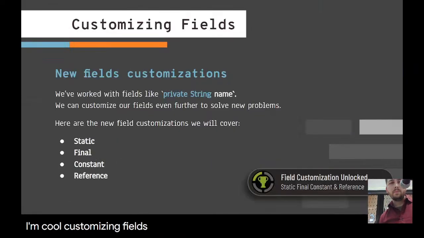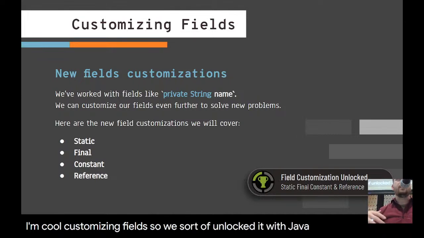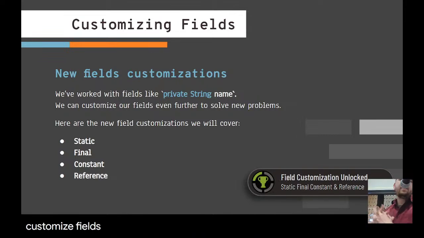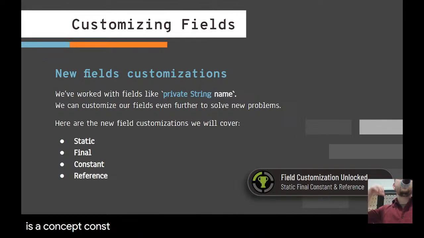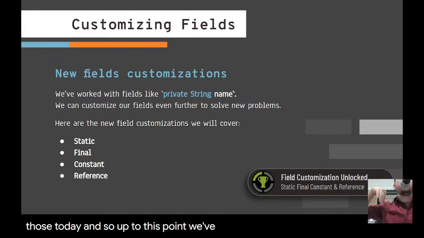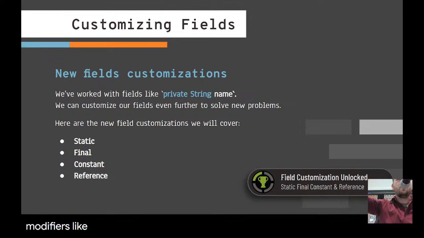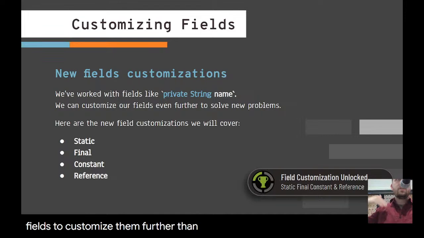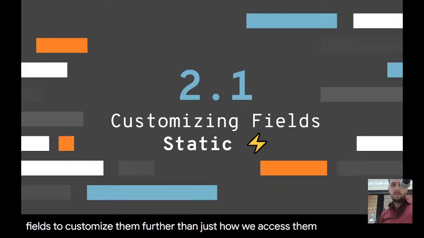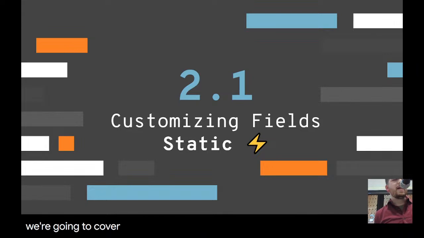Customizing fields. So we've sort of unlocked it with Java, some new ways to customize fields, and that is with things like static, final, and this is not a keyword, this is a concept, const, and then also reference. And so we'll learn about each of those today. Up to this point, we've worked with things like access modifiers, like public or private, but there are more things we can add on to these fields to customize them further than just how we access them. So the first thing we're going to cover are static fields.